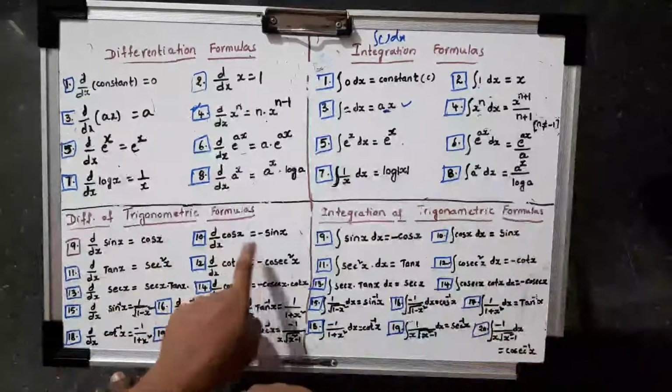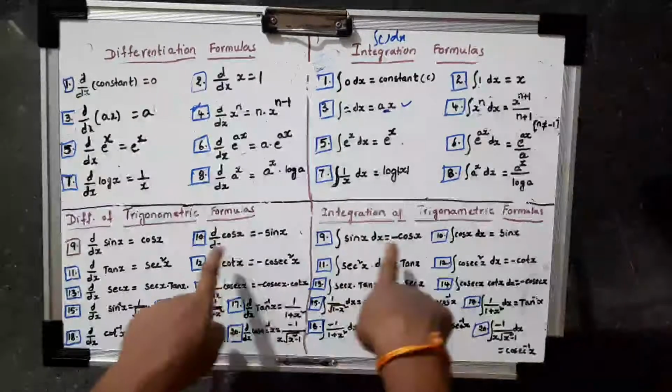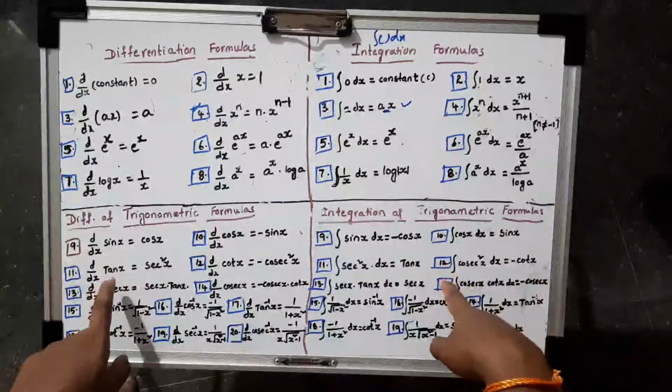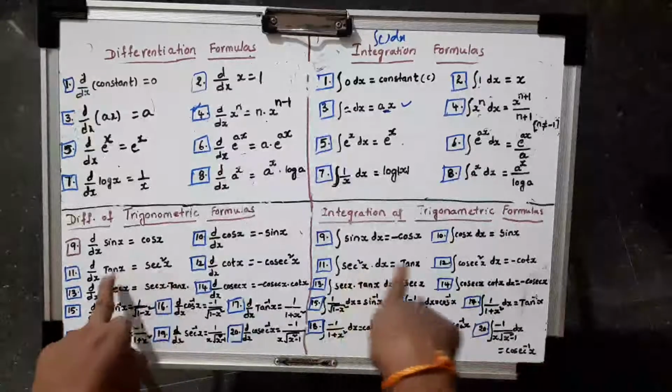Cos x derivation is minus sin x. Yes, sin x integration is minus cos x; this minus goes to this side. Here, see the comparison: tan x derivation is secant square x. If you see, secant square x integration is tan x.